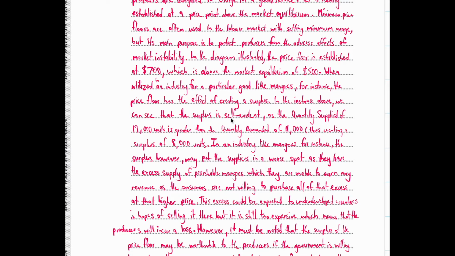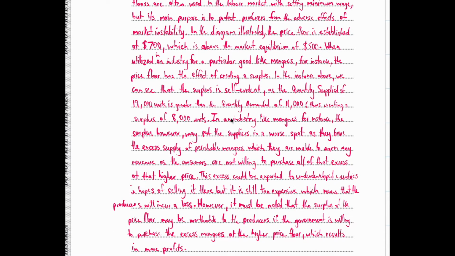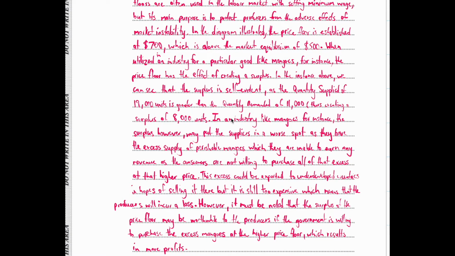However, it must be noted that the surplus of the price floor may be worthwhile to the producers if the government is willing to purchase the excess mangoes at this higher price floor, which results in more profits. Please note though that this instance that I put at the bottom is really for a guaranteed price. So guaranteed price works much like a price floor, where the government is obligated to essentially purchase the surplus.